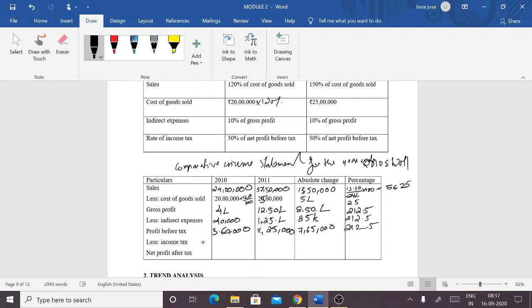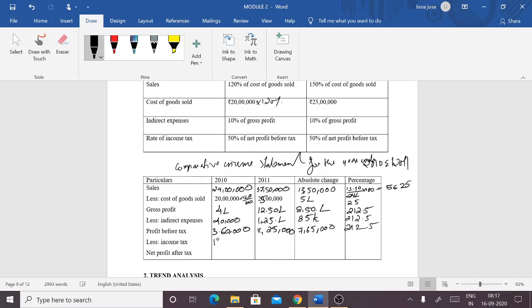So from here you need to calculate the income tax. The income tax rate given is 50%. So you need to calculate 50% of this 3,60,000 and so on.